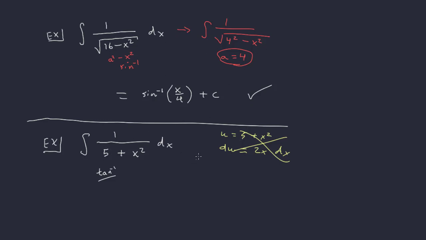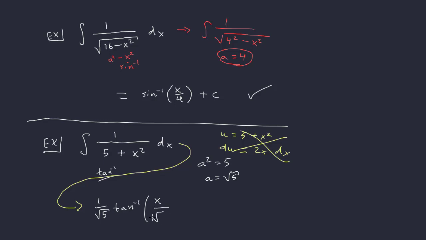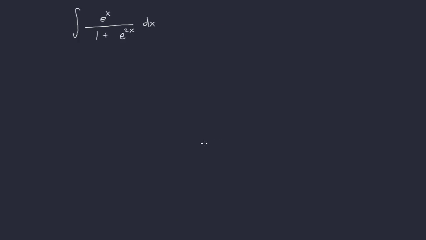But you know, that's okay. If a squared is 5, a is just going to be the square root of 5. We ignore the plus or minus here, right? We just pick the positive when we do this. So there's our a. So now we have all the information we need to finish this off. This will be 1 over root 5 tan inverse of x over root 5. And don't ever forget your plus c.